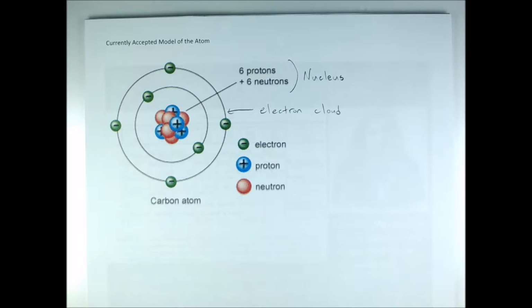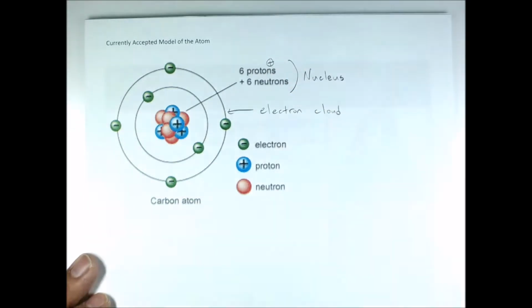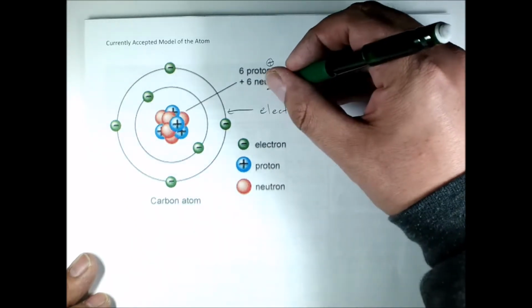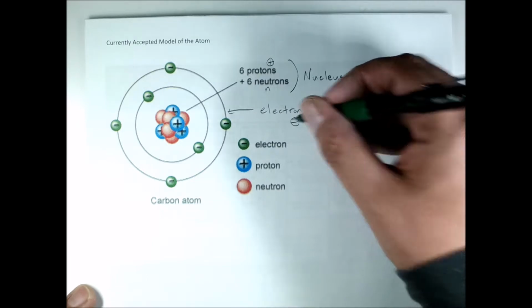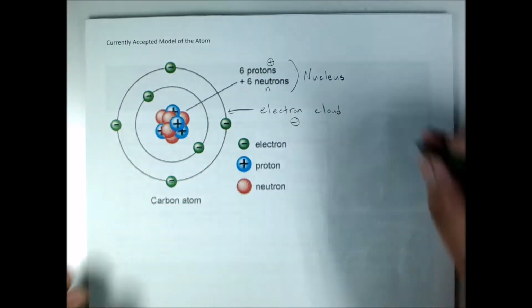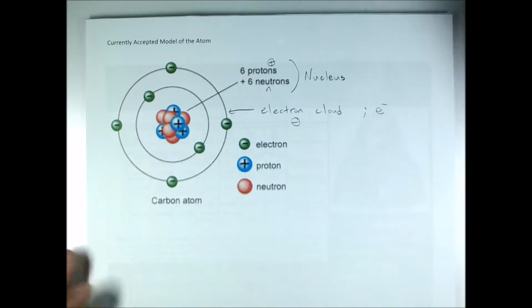In general, we consider protons to be positive. Neutrons are neutral, as their name suggests, and electrons are negative. You may notice as we progress in this class, I will tend to write electrons as lowercase e minus. That's actually a pretty standard convention for talking about electrons.